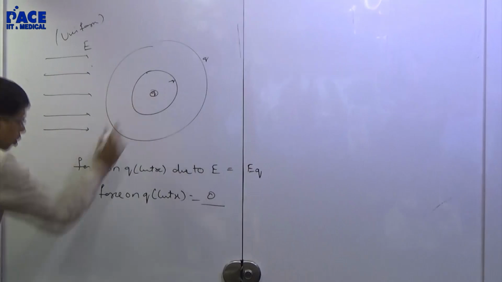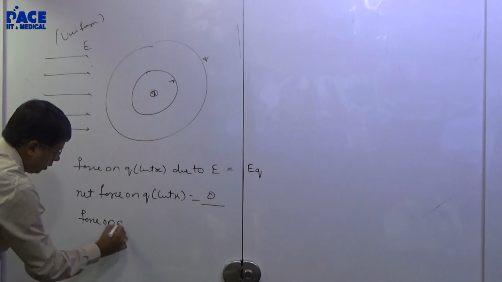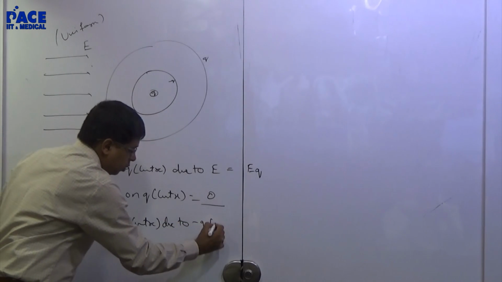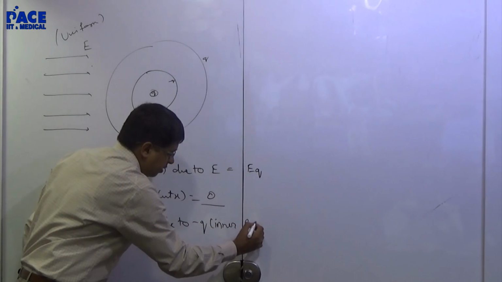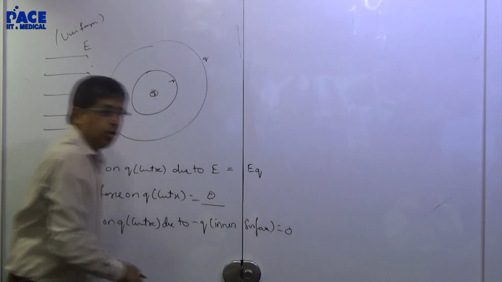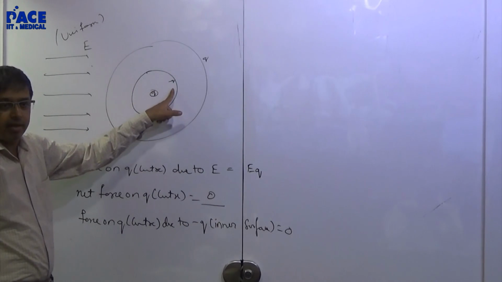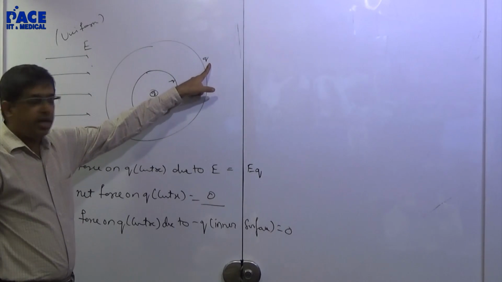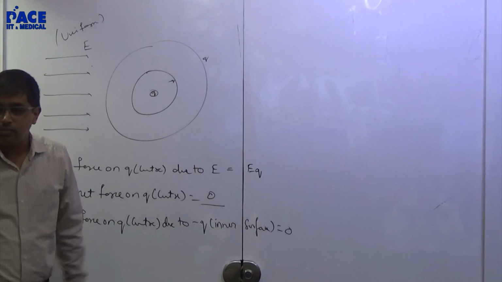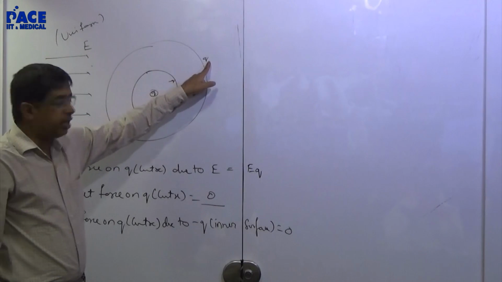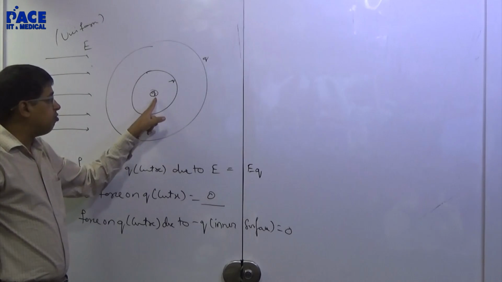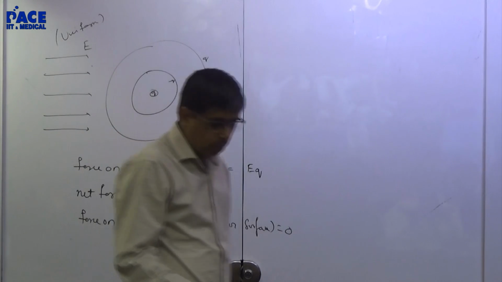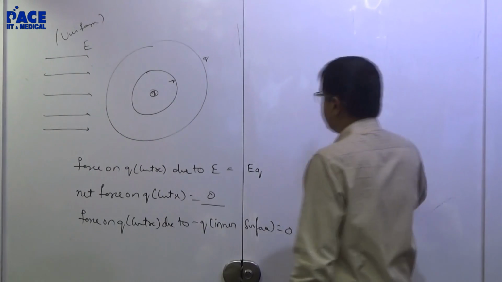I will add one more bit to it. What is it? Force on Q at center due to minus Q on inner surface will be 0 because this minus Q is uniformly distributed. Yes, sir. That will give me 0. External this and this will readjust to give me 0 inside. Clear? All of you? Sir, second part please, sir.